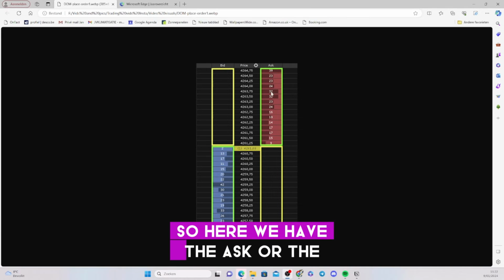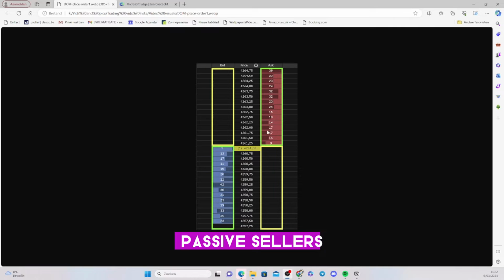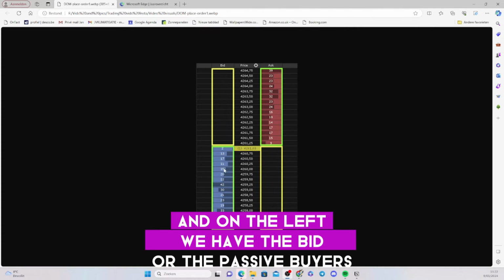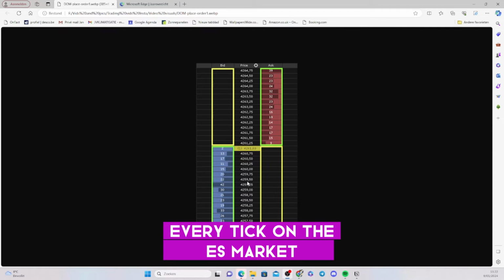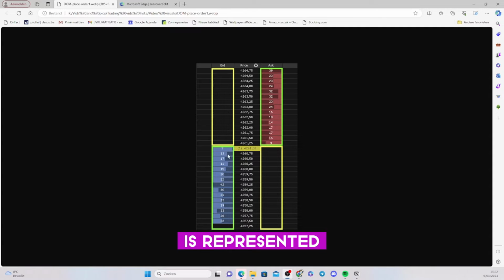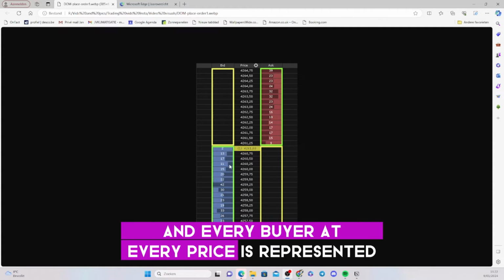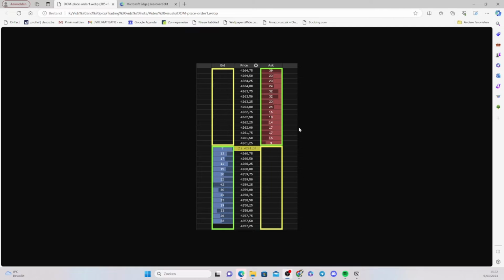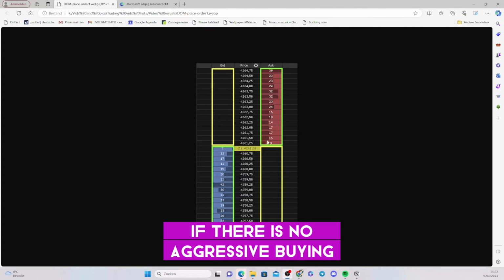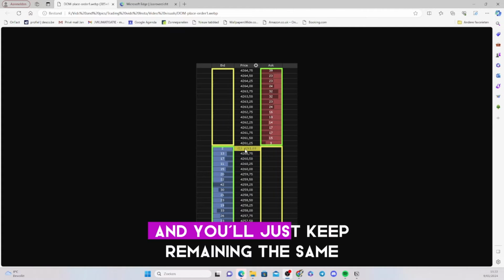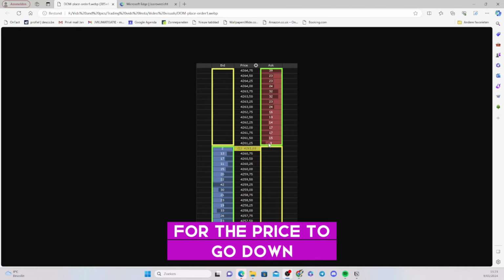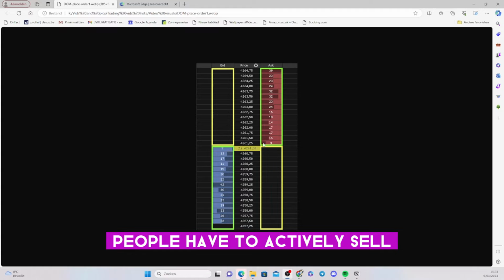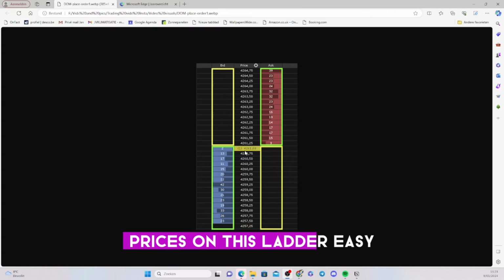Here we have the ask, or the passive sellers, and on the left we have the bid, or the passive buyers. Here you see the price ladder. Every tick on the ES market is represented, and every buyer at every price is represented. If there is no aggressive buying, the price will stall and just keep remaining the same. For the price to go down, people have to actively sell prices on this ladder.